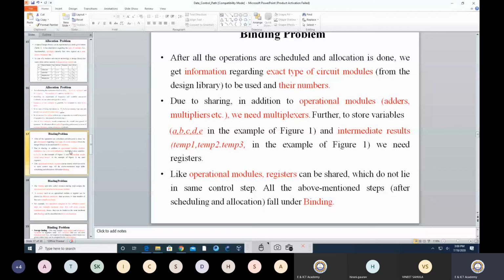ठीक है, जैसे कि यहाँ पे मल्टीप्लायर ही मेरा कंट्रीब्यूट करेगा फास्टेस्ट में, my adder will not do. But if I choose the fastest adder, then probably it will do the contribution towards my overall power of the system. Now, after all the operations are scheduled and allocation is done, we get information regarding the exact type of circuit module to be used with the number. So that we will see.